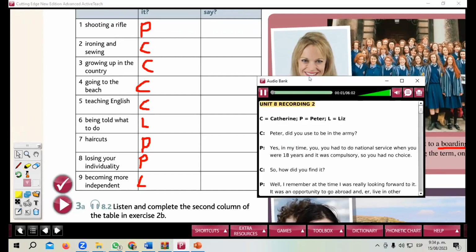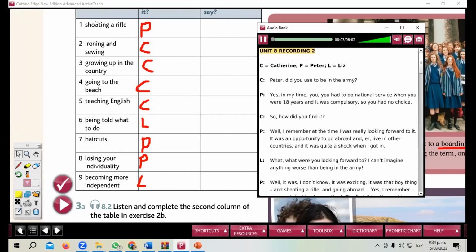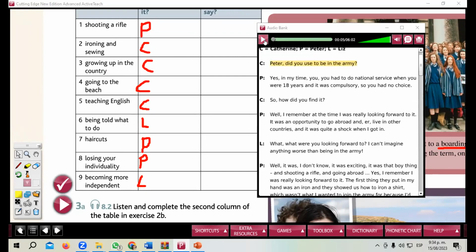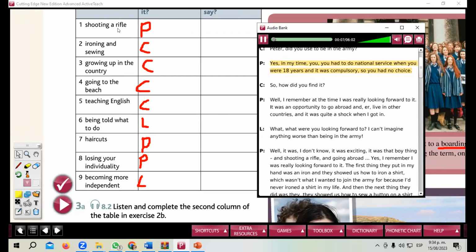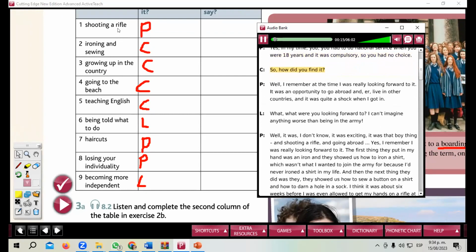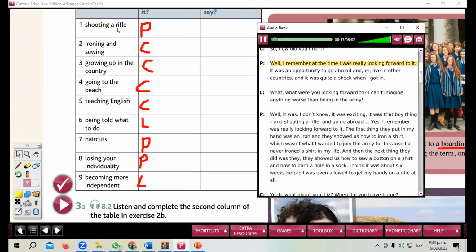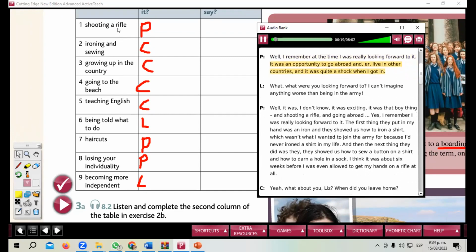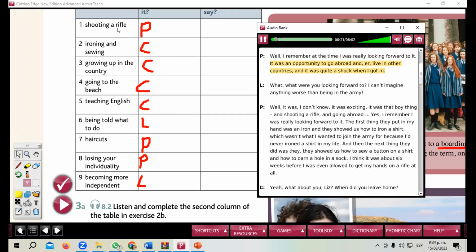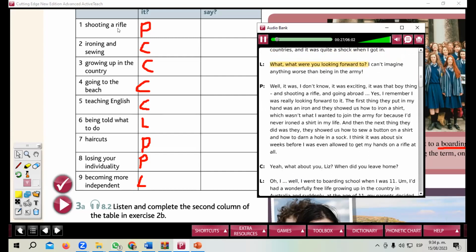Unit 8, Recording 2. Peter, did you used to be in the army? Yes, in my time, you had to do national service when you were 18 years, and it was compulsory, so you had no choice. So how did you find it? Well, I remember at the time I was really looking forward to it. It was an opportunity to go abroad and live in other countries, and it was quite a shock when I got in. What were you looking forward to?